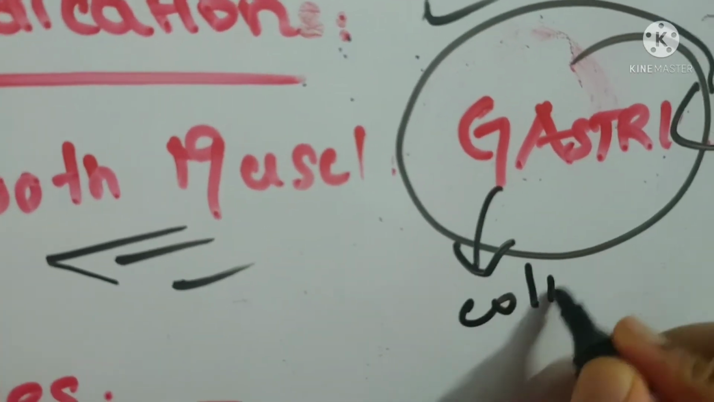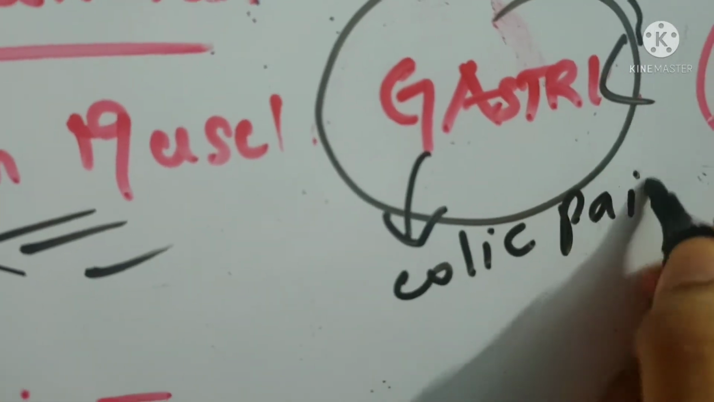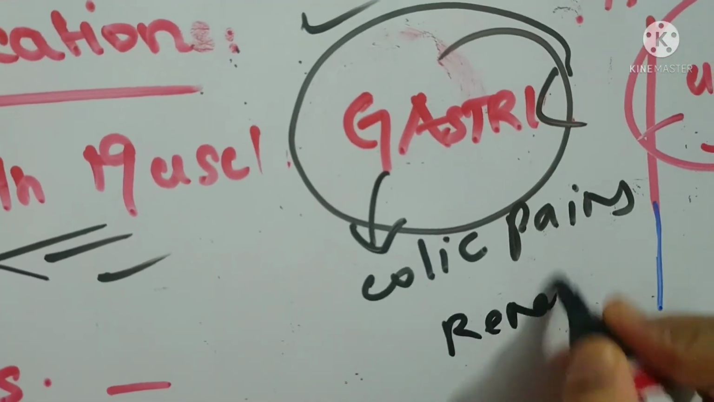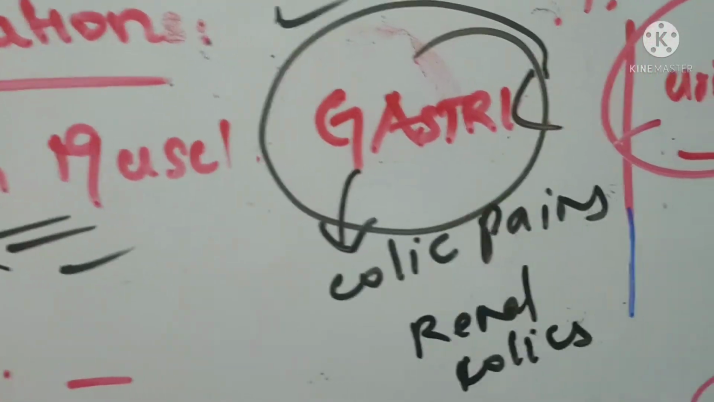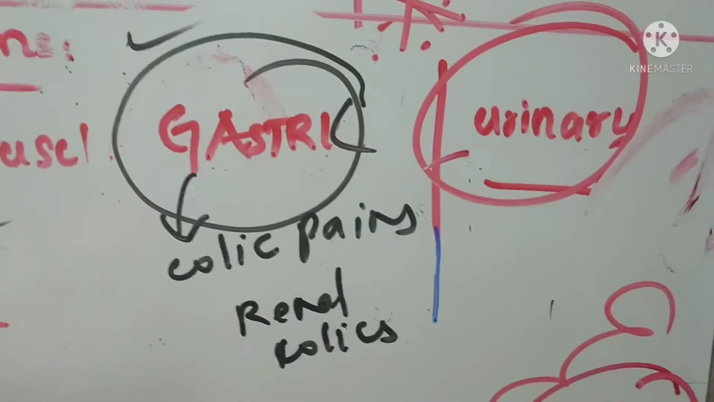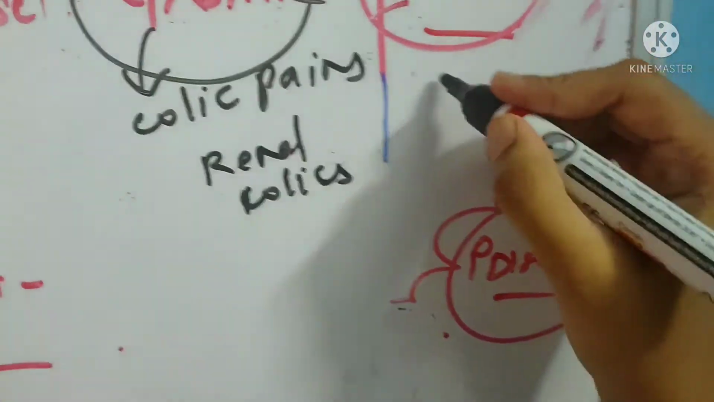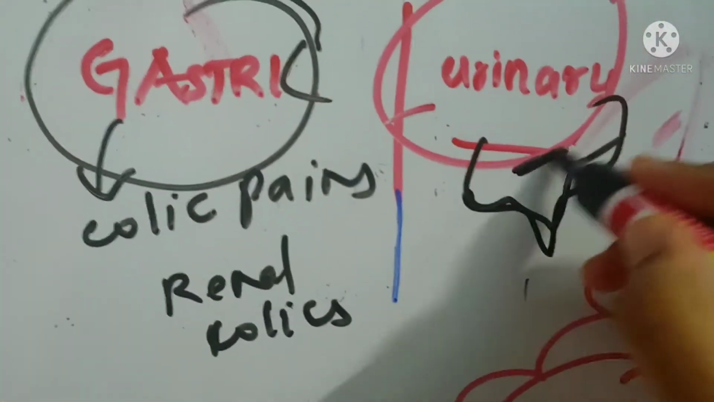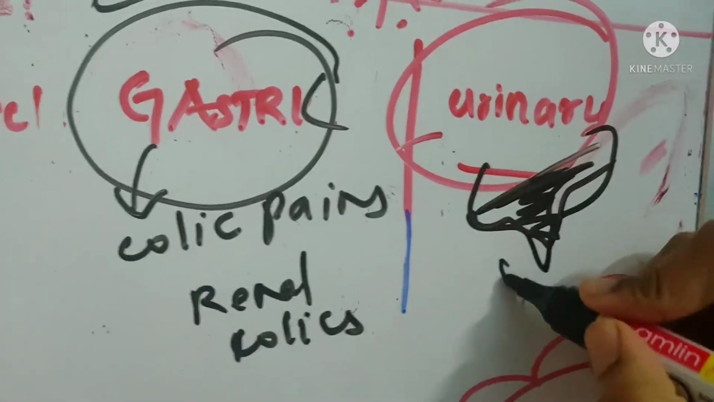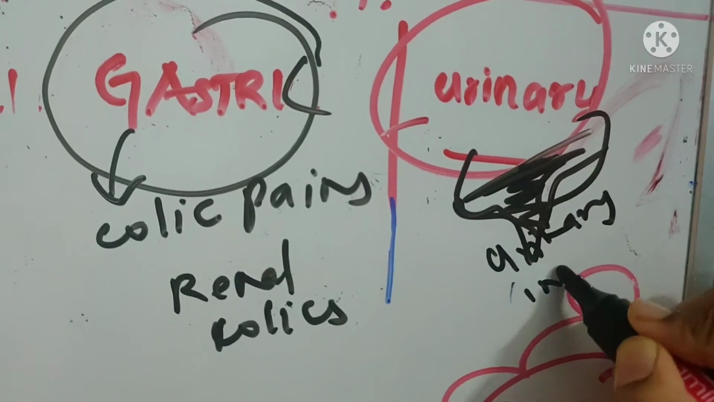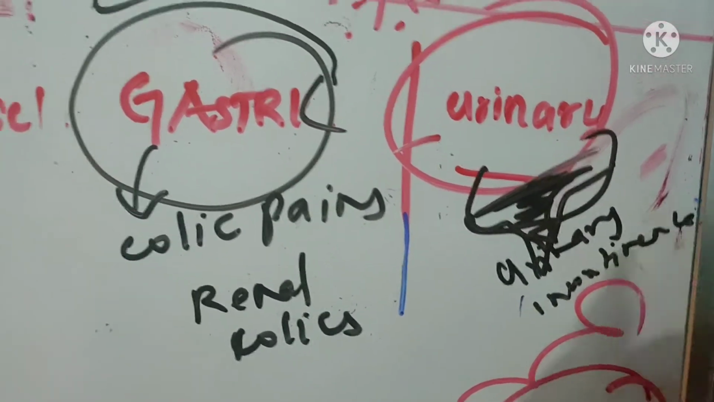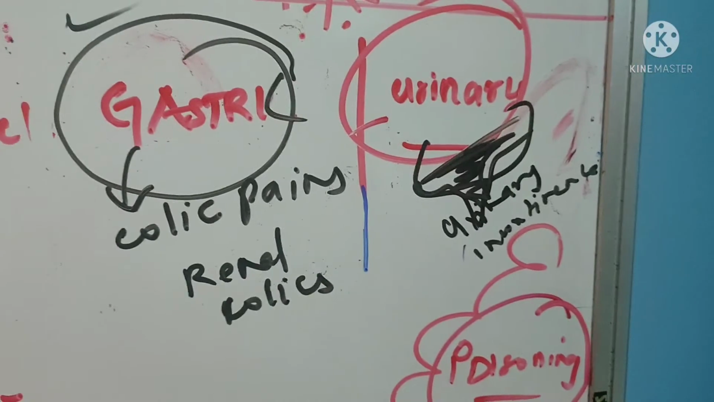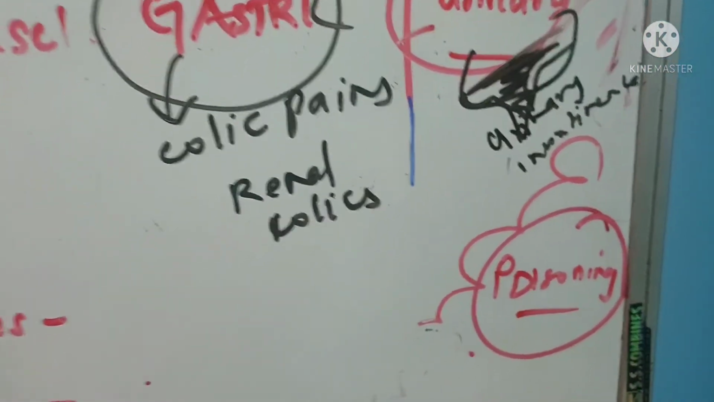So gastric smooth muscle, you know that it's used as an antispasmodic. So it's used in colicky pain, gastric colic pain and even renal colics. Atropine is used. And when you compare to the urinary region, you know that it retains the urine, and so it is used in urinary incontinence. It enhances the detrusor muscle tone, and so it causes urinary retention. So it's used in urinary incontinence patients.